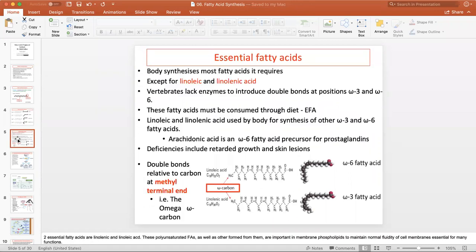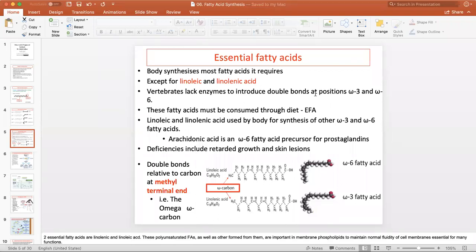Now we'll move on to discuss the difference between essential fatty acids and non-essential fatty acids. Essential fatty acids means our body is not able to synthesize these fatty acids. This is the same as essential amino acids, same concept. Essential means we are not able to synthesize it, so we have to take it in our diet. The body synthesizes most of the fatty acids it requires, except two, which are linoleic and linolenic acid. That means we have to take these in our diet.